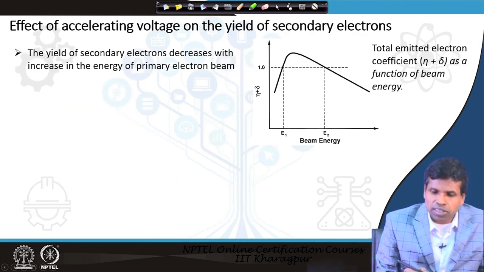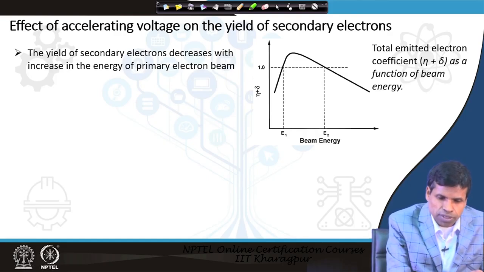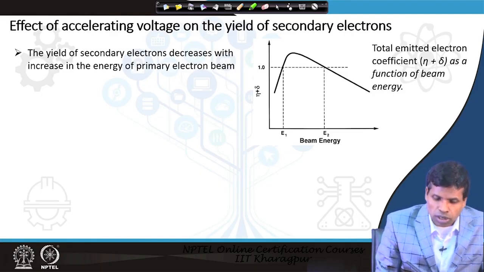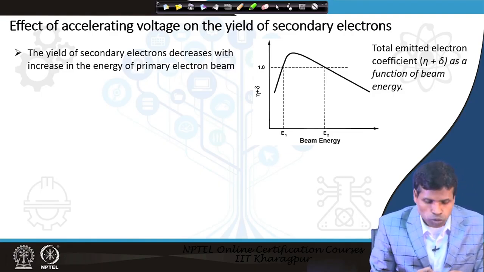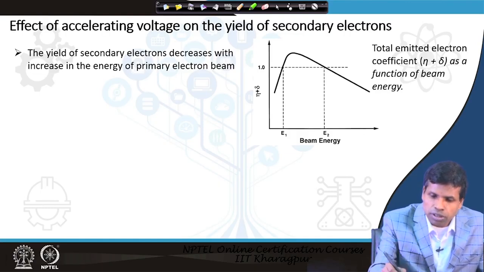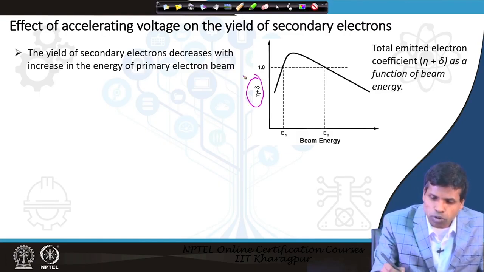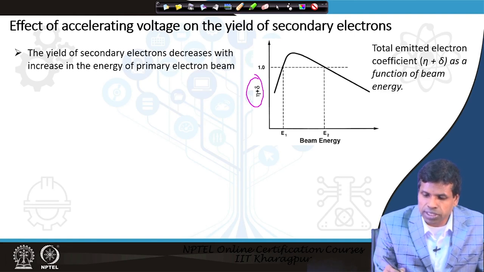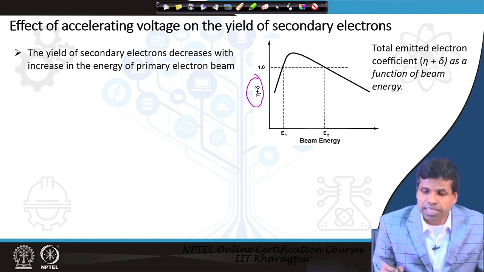So, the effect of acceleration voltage on the yield of secondary electrons. The yield of secondary electrons decreases with increase in the energy of the primary electron beam. Therefore, for the 3D or microscopic image, we actually do not need high acceleration voltage. As you see in this diagram, both the secondary electron and backscattered electron coefficients are added. Here delta is the secondary electron coefficient and eta is our backscattered electron coefficient. Both together contribute to the SEM imaging.